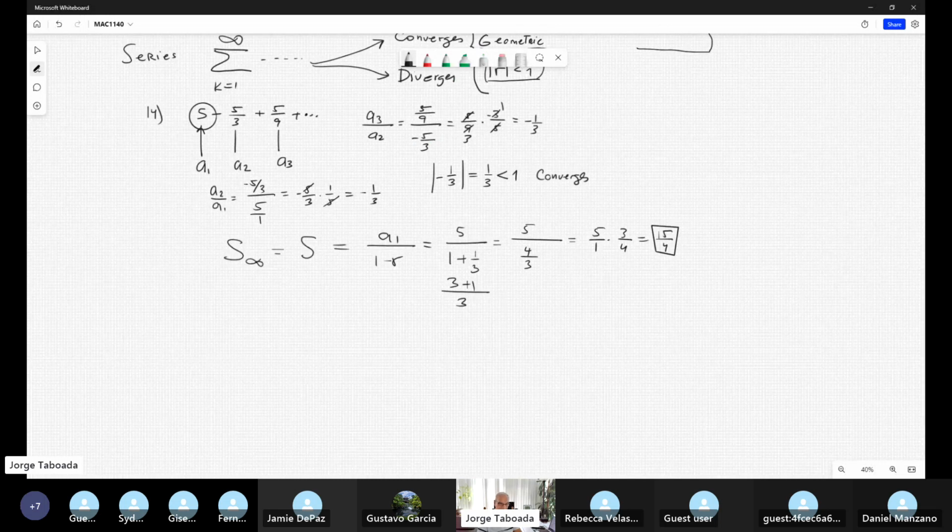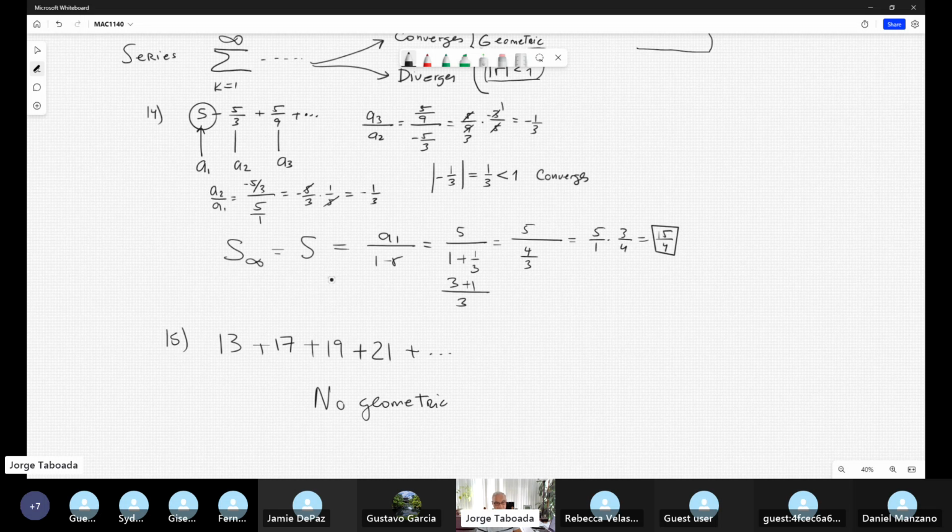15 is trivial, because 15 is a series 13, 17, 19, 21, and you see this series is discontinuous, no? This is not geometric. It's easy to prove that. You divide 17 divided by 13, it's not equal to 19 divided by 17, not equal to 21, and to see it's not geometric, diverge.